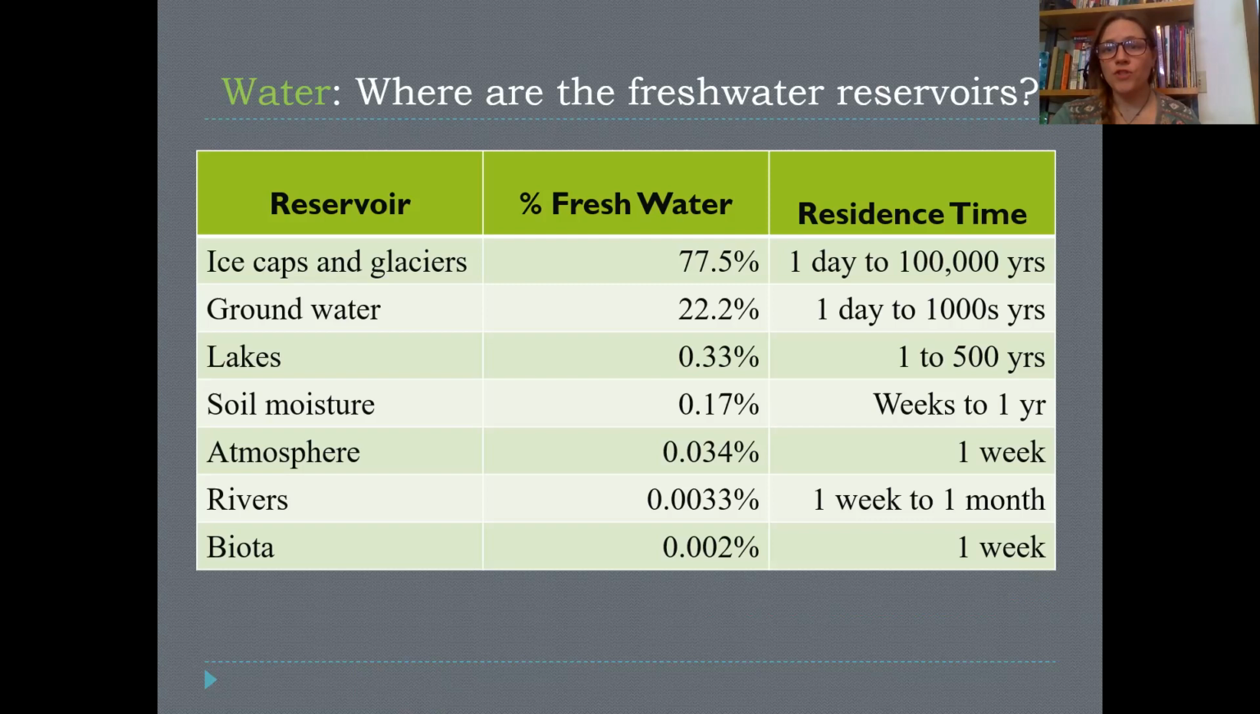And it also moves quickly. So the residence times are short, like years to weeks to months, moving in and out of an organism, in and out of a river, in and out of the soil.